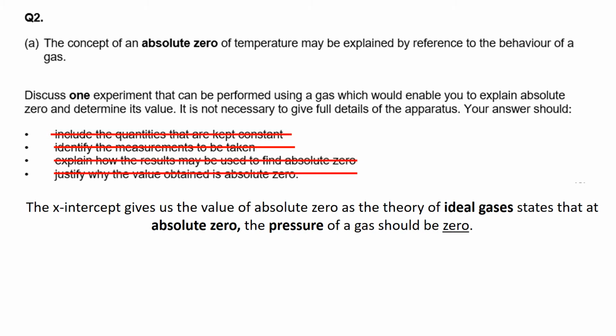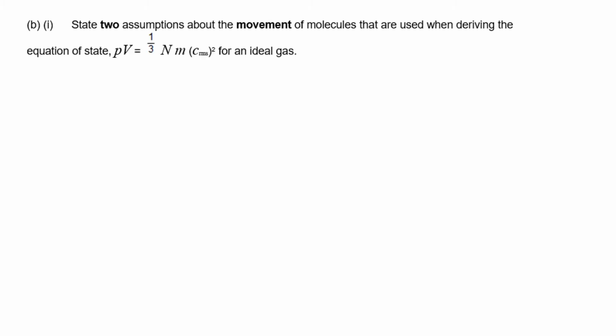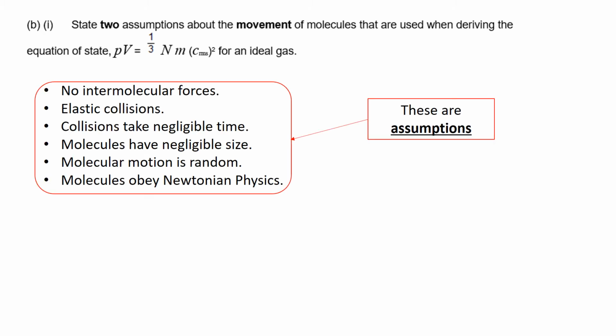So let's now do some stuff with our kinetic model. The next question wants us to state two assumptions about the movement of molecules in order to get this equation, which was very nice of them because I already had this earlier. So this is where these things all become relevant. These are the assumptions we are making when we model a gas using the kinetic model and generate our equation PV equals 1/3 nm mean square speed.